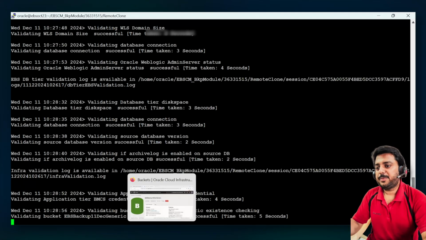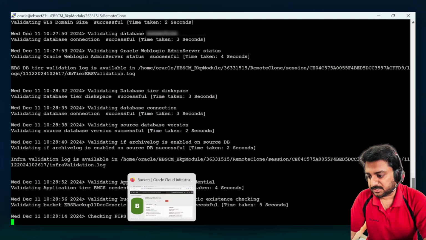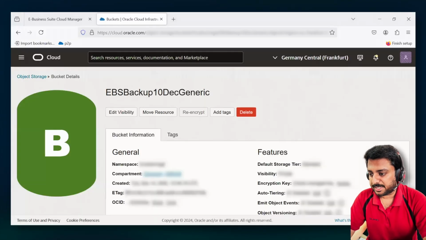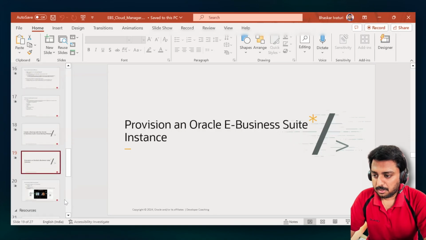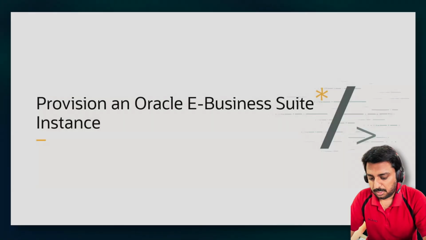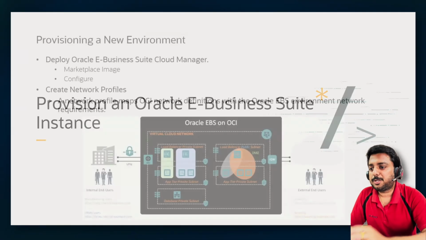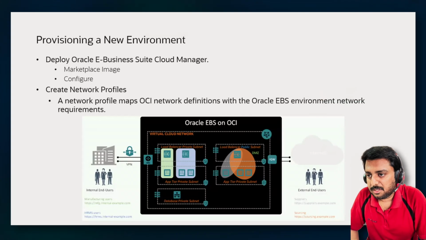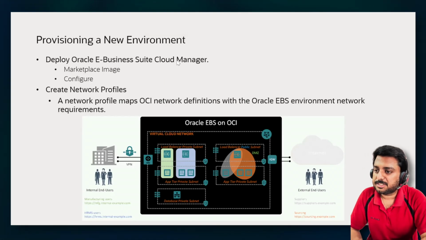Once this backup is moved to OCI, your first phase is completed, and then you will be moving to the second phase where you will be doing the provisioning using this backup with the EBS application, which is your Cloud Manager application. Before you do this provisioning, you need to have the Cloud Manager application configured and provisioned in your tenancy. So what you will do is go to Marketplace and provision a new EBS Cloud Manager instance.